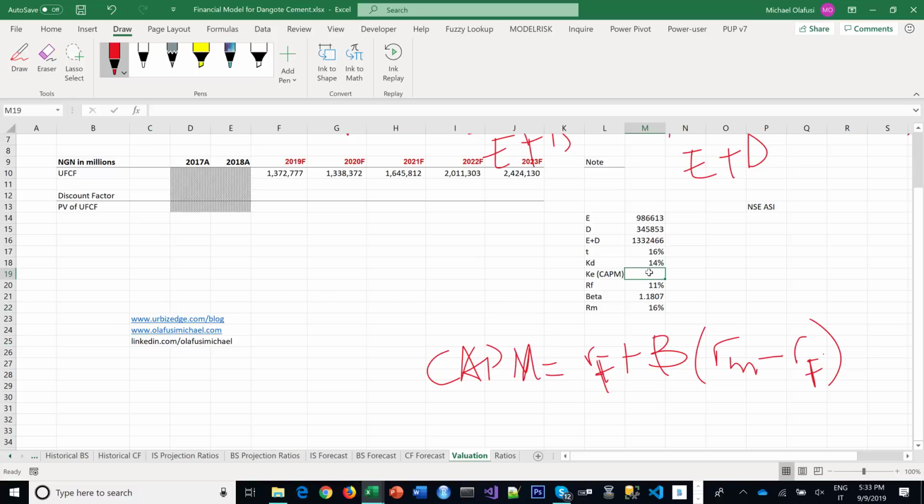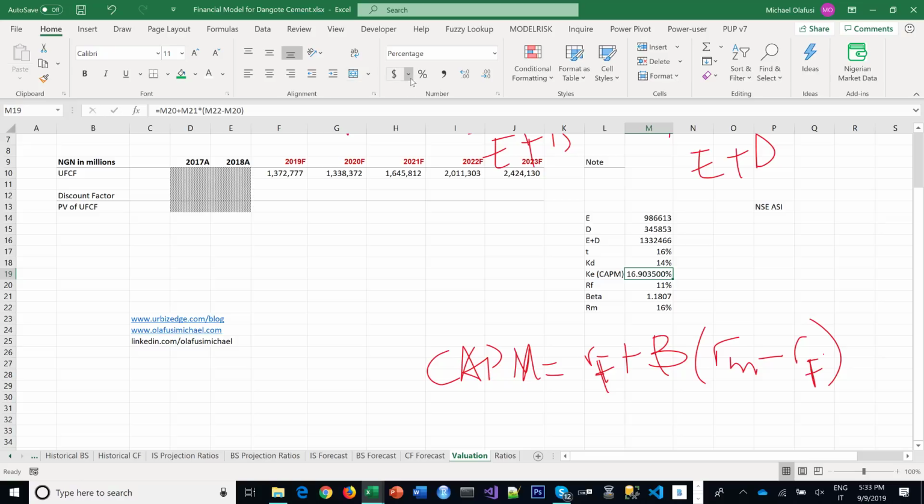So I'm going to compute this: the risk-free rate plus the beta times the market rate minus the risk-free rate. And it comes to about 16.9% for Dangote Cement. Okay.